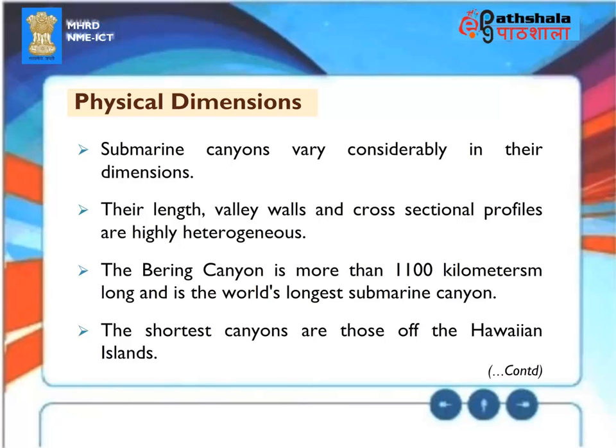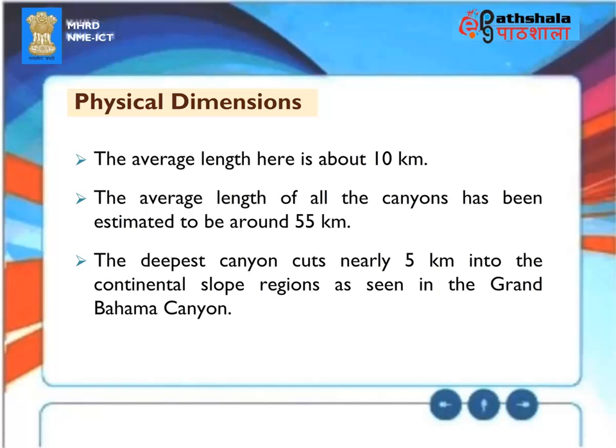Their length, valley walls, and cross-sectional profiles are highly heterogeneous. The Bering Canyon is more than 1,100 kilometers long and is the world's longest submarine canyon. The shortest canyons are those off the Hawaiian Islands. The average length here is about 10 kilometers. The average length of all the canyons has been estimated to be around 55 kilometers. The deepest canyon cuts nearly 5 kilometers into the continental slope regions, as seen in the Grand Bahama Canyon.